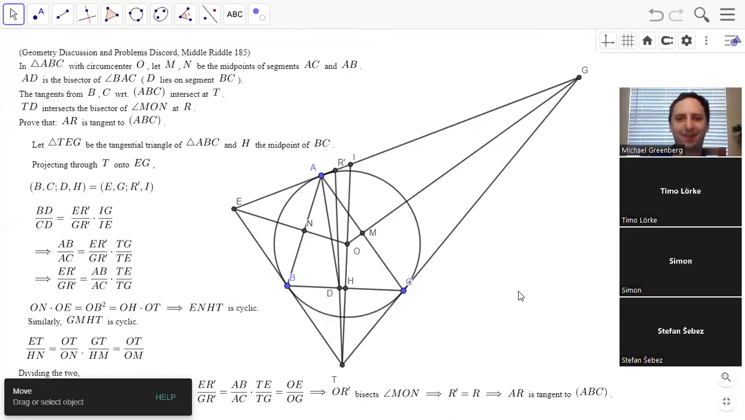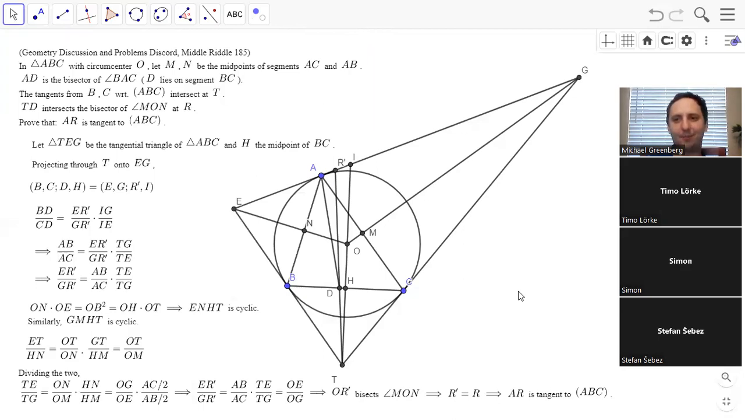So that's pretty cool. All right, and so how did you get those ratios underneath the line? Similarly, G and HD is equal. How did you get those? So you're asking about these ratios, right? Yes. So basically, if we know ENHT is cyclic, then that means triangle ONH is similar to triangle OTE. If ENHT is cyclic, then angle ONH is equal to angle ETH.